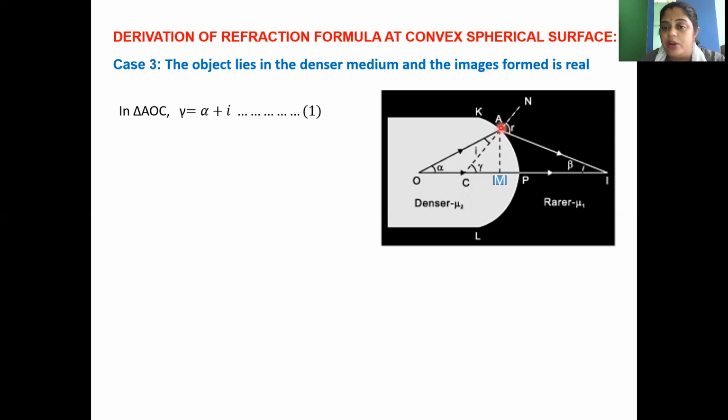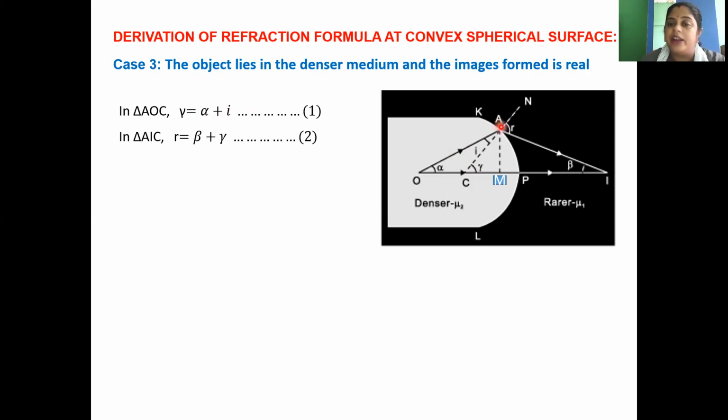See here, we'll take first a triangle, triangle AOC. From AOC, what is the exterior angle? In this case, gamma is the exterior angle, and that can be represented as a sum of two non-adjacent interior angles, that is I plus alpha. And from this we can write I equal to gamma minus alpha.